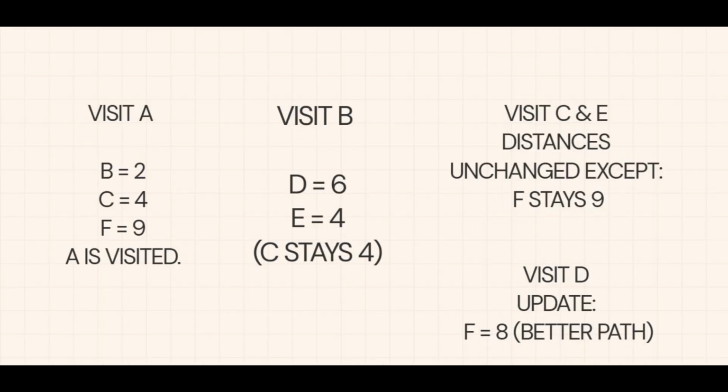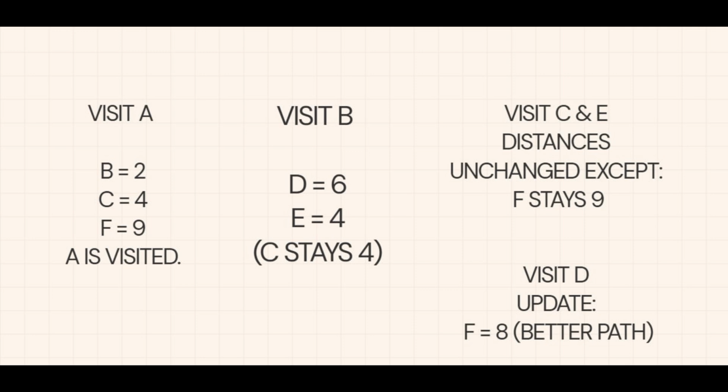We visit A, we update the distances of the neighbors of A. B becomes 2, C becomes 4, F becomes 9. We mark A as visited. B has the smallest temporary distance of 2. We relax its edges. C could become 5, but it's already 4, so we keep 4. D becomes 6, E becomes 4, we mark B as visited.